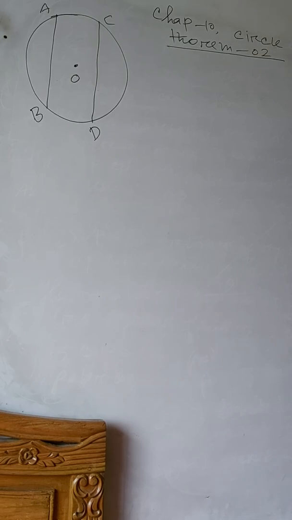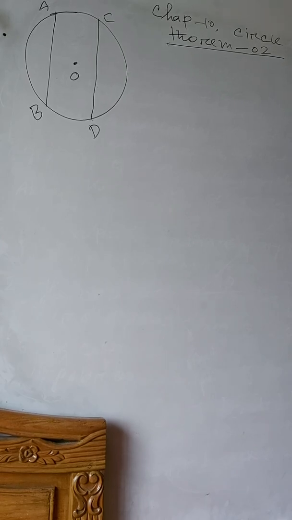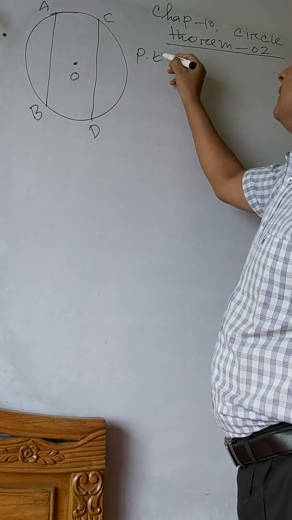We have to prove that the two chords are equidistant from the center. This is the given information, that is, the general enunciation. Now let us give the particular enunciation. What is the particular enunciation?